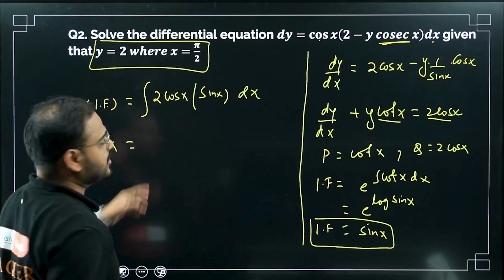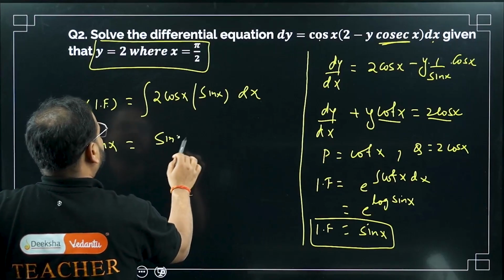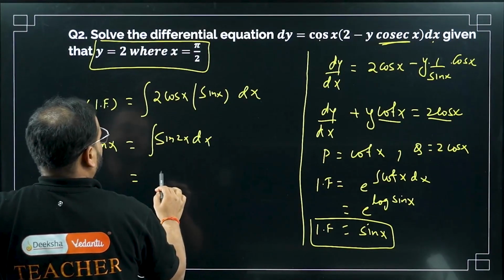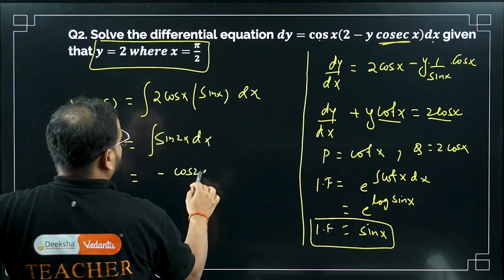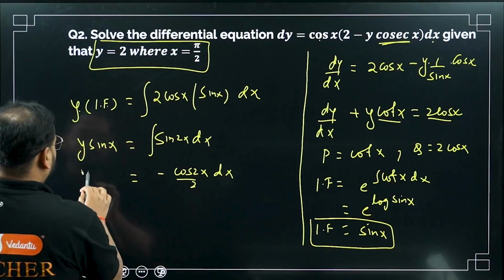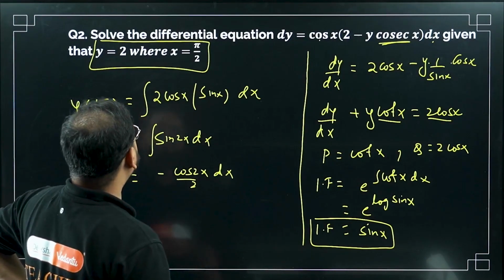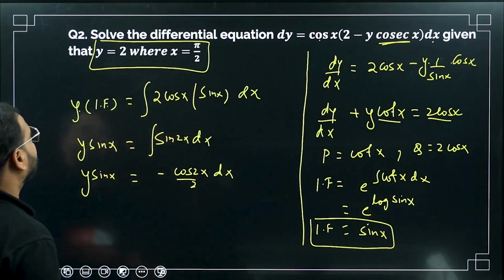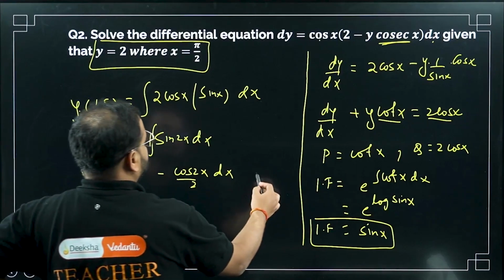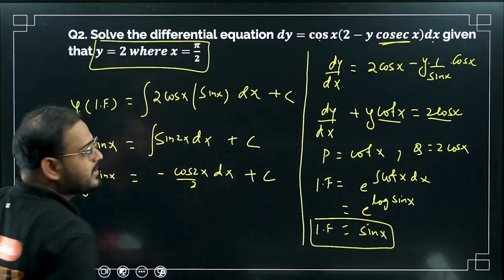Equals to what? Please check. 2 cos x sin x. 2 cos sin is how much? Sin 2x, right? Integral with dx. Can you do it? It'll be minus cos 2x by 2 dx. Okay, y sin x. All right, now the limits are there, no? X and y values are given here. Y is 2, x is pi by 2. Okay, so plus c, I forgot, plus c. The constant will be there for the integration.